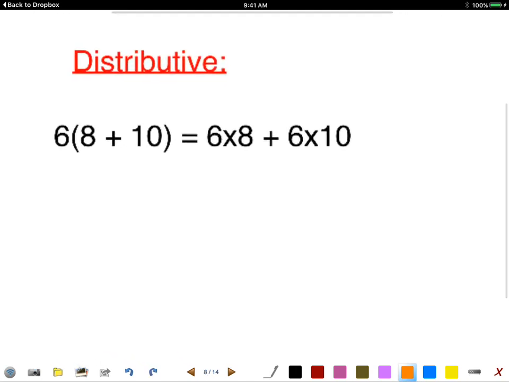Okay, the distributive property. I'm going to give you a minute to write that down, and then I'm going to explain that.